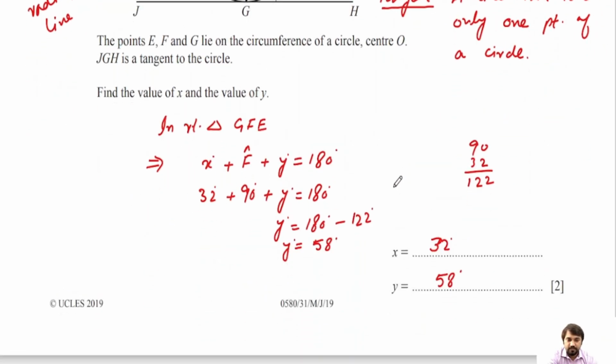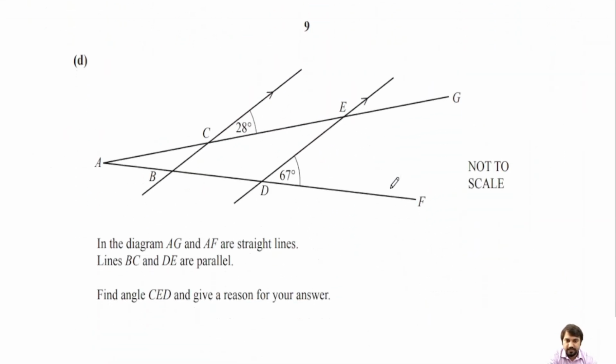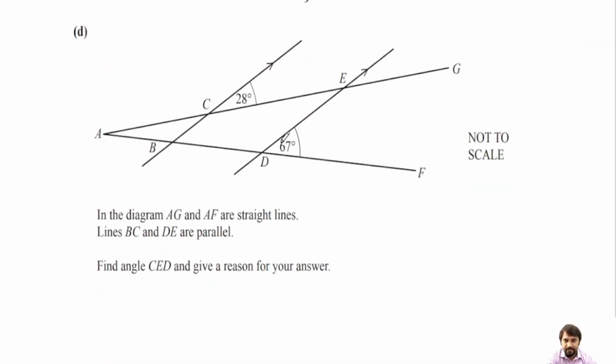Now the next part of this question is part D. We can see we have two parallel lines, this one and this one. BC and DE are two parallel lines. In the diagram, AG and AF are straight lines. AG, this one, and AF are two straight lines. Lines BC and DE are parallel to each other. Find angle CED and give a reason for your answer.